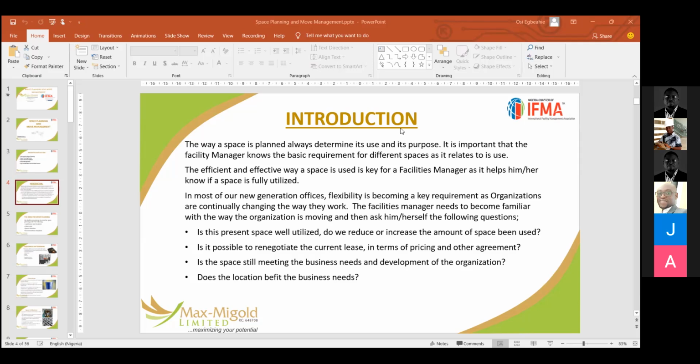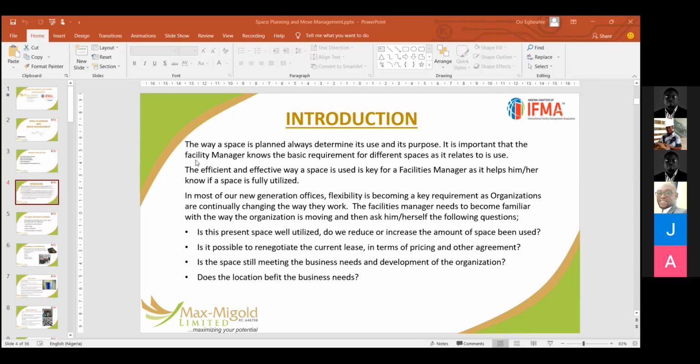For a facility manager, it is important to know how a space is used, because it helps the facility manager to adequately manage that space. If the facility manager does not know the use of any space, it becomes extremely difficult to manage it, because the facility manager is as good as not knowing exactly what happens in that space. For most buildings, whether you are in the building industry or not, it's always important for you to know the use of the space.